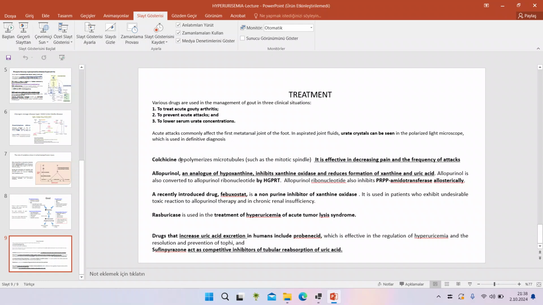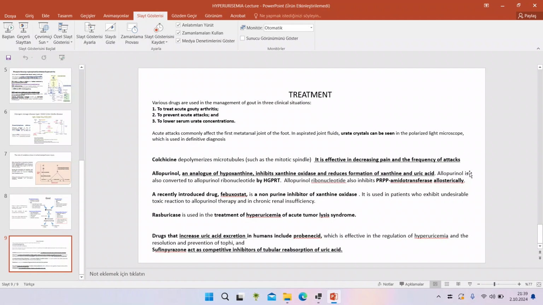Colchicine depolymerizes microtubules, and it is effective in decreasing pain and attacks. Allopurinol is an important drug for treatment because it is a very specific competitive inhibitor of xanthine oxidase and reduces the formation of xanthine and uric acid. Also, allopurinol has different types of effects on uric acid production.